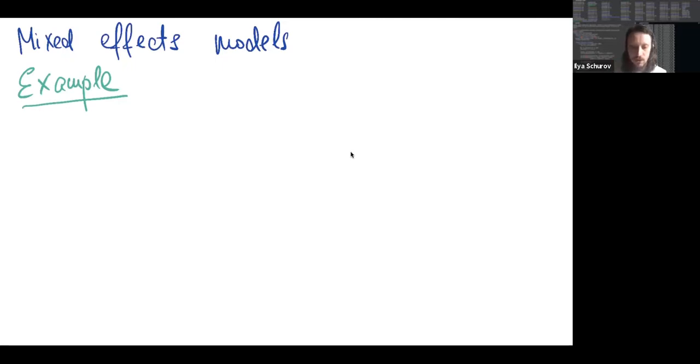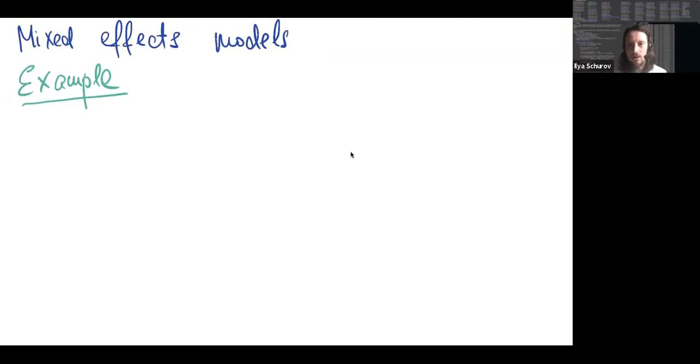Let us assume that, for example, I have some information about phonetics. For example, I have informants, I have people, and I ask them to say some word. And I'm interested in the length of a particular sound in this word, or the length of the word itself. So I have data that looks like the following.